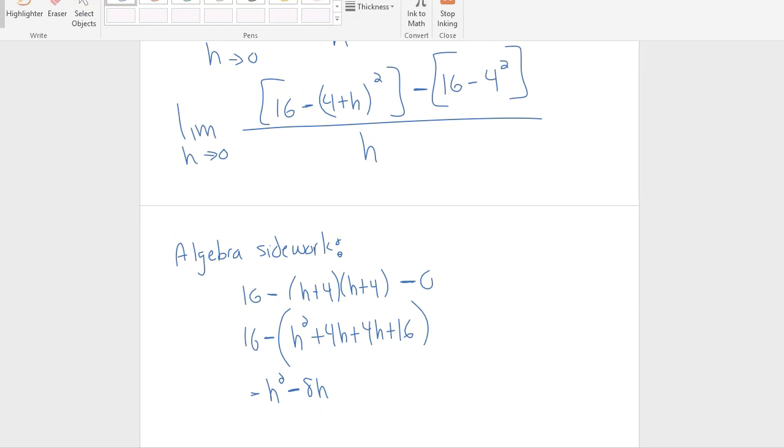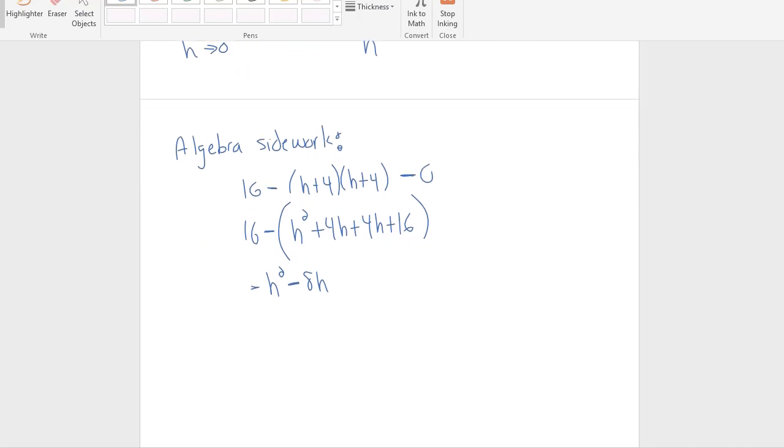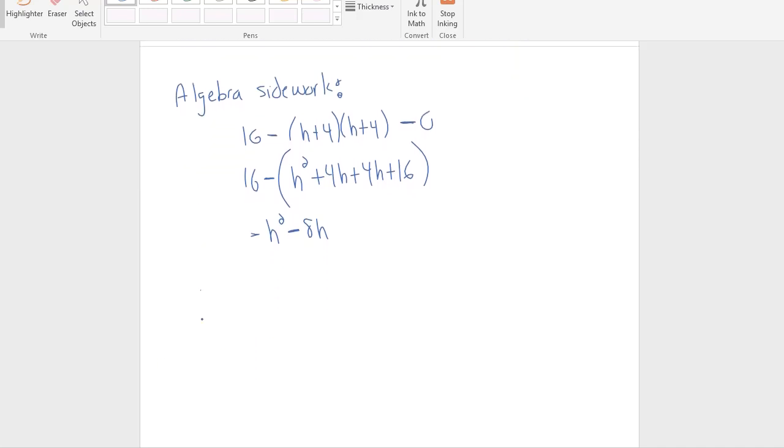So I'm going to rewrite this expression with the limit process. So back to my limit, I'm done with my side work. I have the limit as h goes to 0, and I have negative h squared minus 8h all over h. Now what we're doing here, I could build a table of values and let h go to 0. So I could start with this expression, plug in h equals 1, and then h equals 0.5, h equals 0.1, h equals 0.01, and then 0.001. I could let h go to 0.